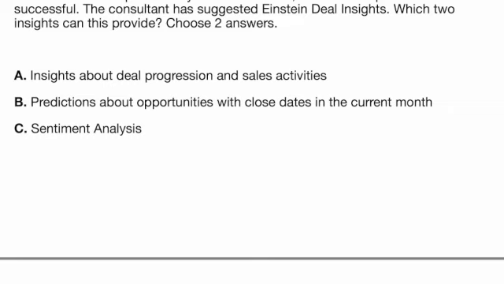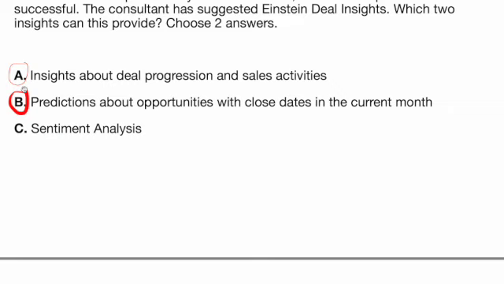So Einstein Deal Insights is a tool that uses data science and machine learning to show insights and predictions about deal health. So how likely is this deal to go through? And so insights about deal progression and sales activities, that makes sense. That is a part of Einstein Deal Insights. B, predictions about opportunities with closed dates. That's another one that also makes sense. That is another part of Einstein Deal Insights.